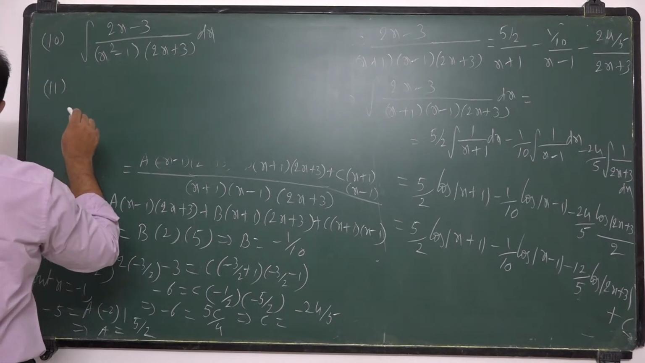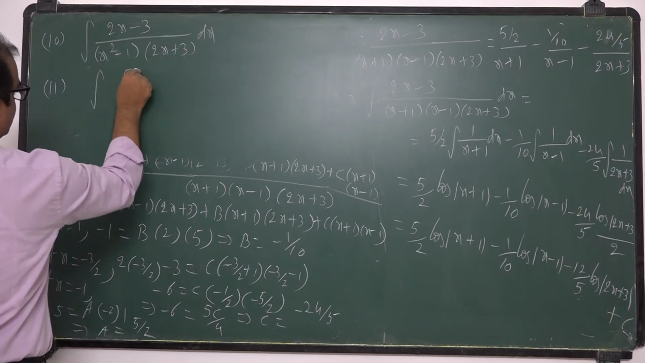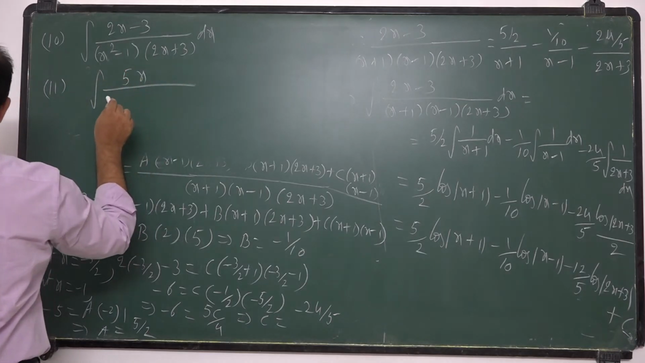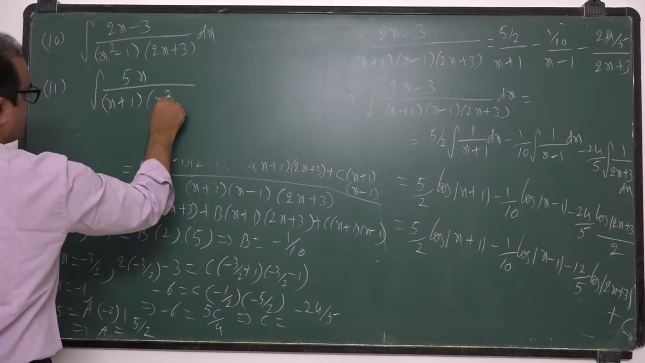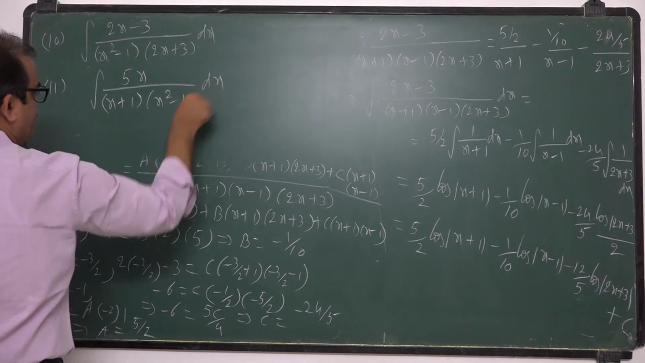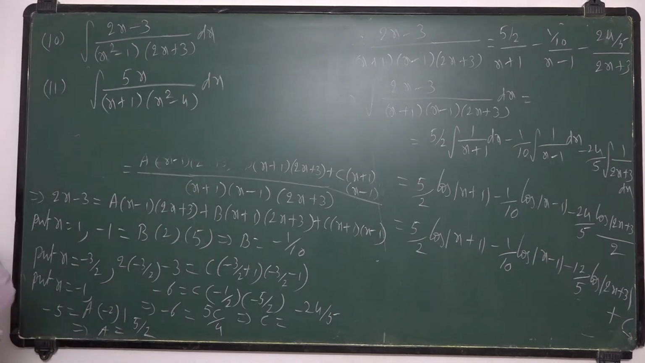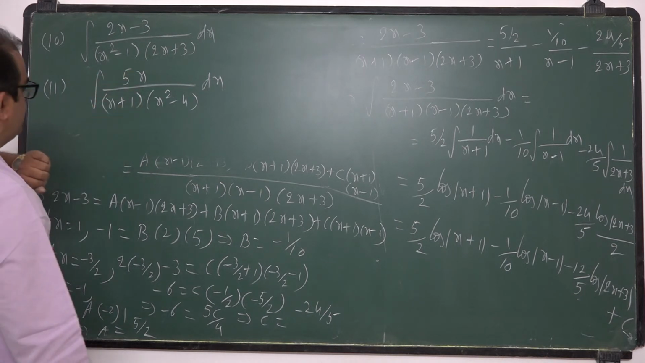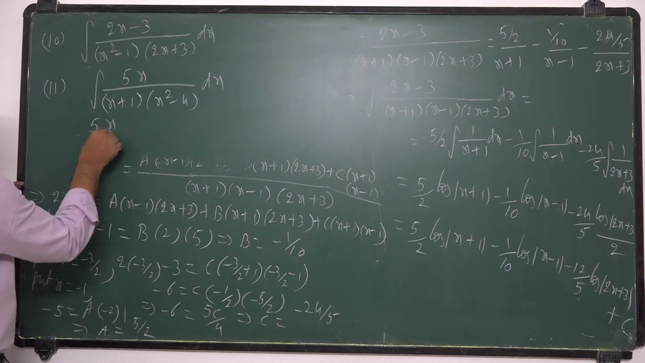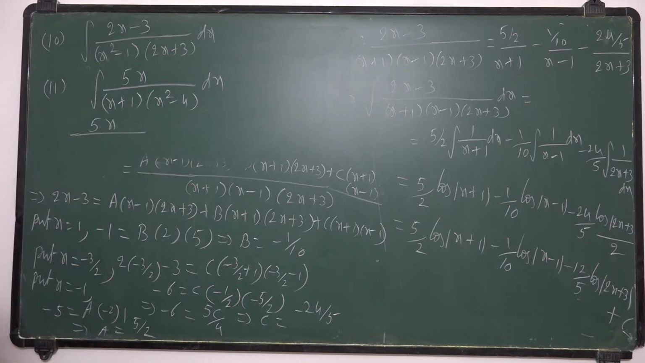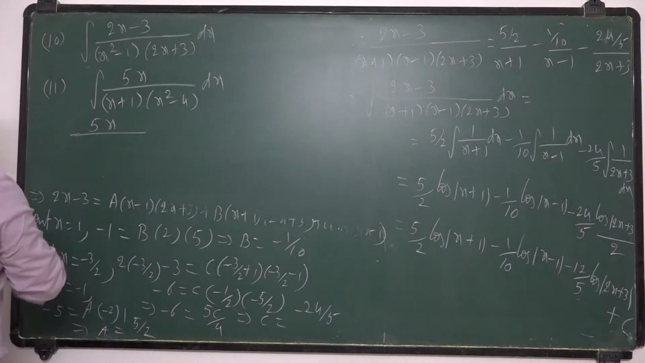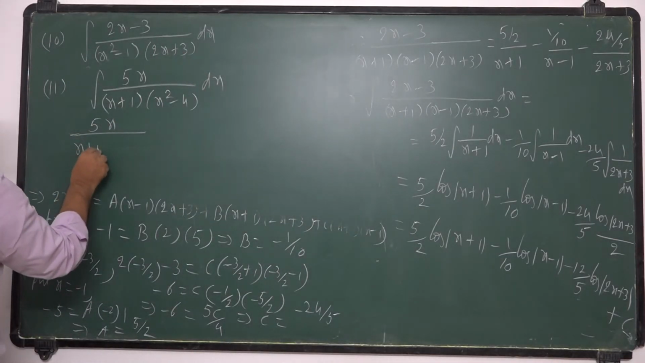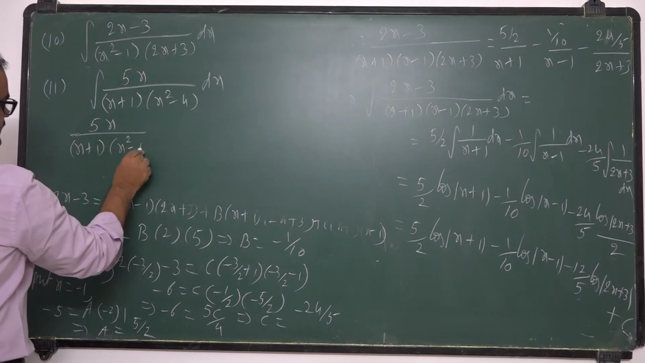Eleventh, integral 5x by x plus 1 into x square minus 4 into dx. What is the given function here? 5x by x plus 1 into x square minus 4.